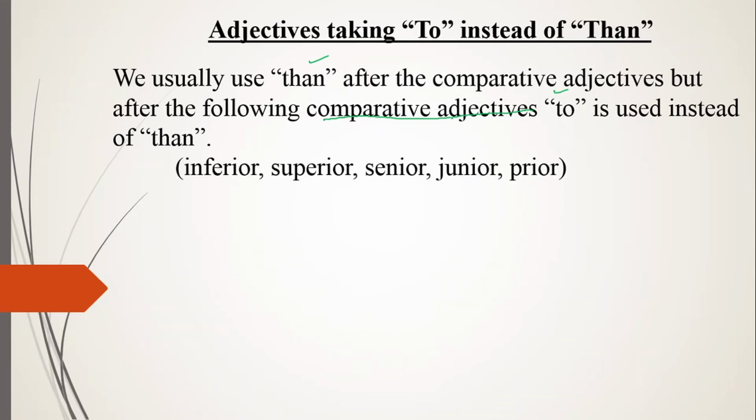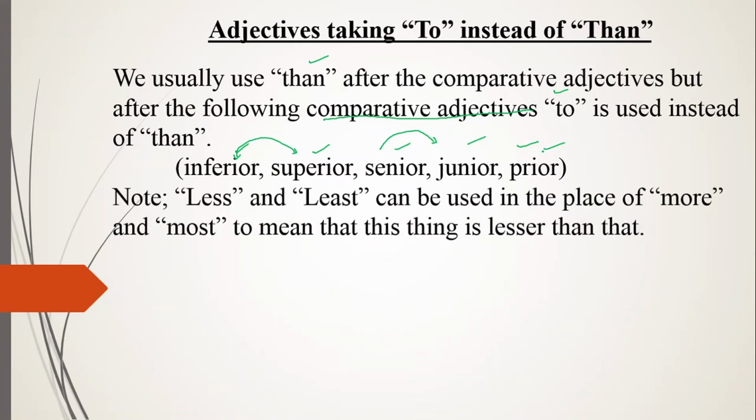Now, what are those adjectives? First one is inferior, then superior, senior, junior, and prior. Inferior and superior are the opposite of one another; they are antonyms. In the same way, senior and junior. And the last word is prior. Prior means before. Clear? So with these adjectives, we'll be using "to" instead of "than".